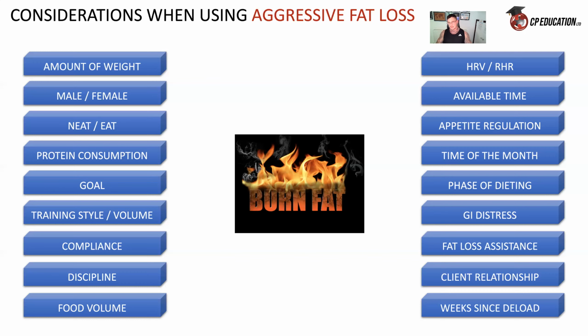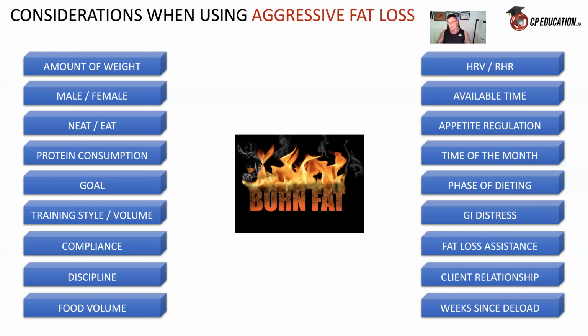So again, there's a lot of stuff taken into consideration, and the most important out of this is your client relationship. If you've not got a good relationship with your client, do not put them into an aggressive fat loss approach, because aggressive fat loss could be anything: comp prep, a photo shoot, someone who's just trying to drop body fat as much as possible or as fast as possible. You've got to take all these things into consideration.